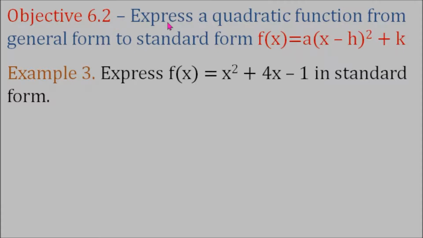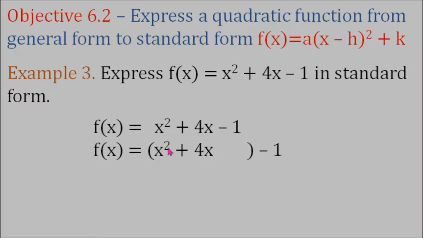Objective number 2. Express a quadratic function from general form to standard form. So this is our standard form. Example number 3. Express f of x equals x squared plus 4x minus 1 in standard form. So this is how we are going to do it. First, we are going to enclose in parentheses the terms with variable x. So we have the quantity x squared plus 4x, then outside the parentheses minus 1, the constant.